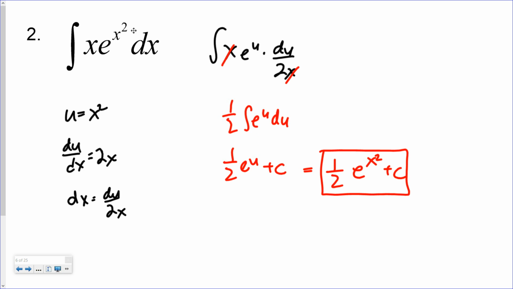A shortcut to this would have been, if you saw that this was your u, you could have said, okay, it's an e to the u problem, so you copy your e to the u, divide by the derivative of x squared, which is 2x. Do my x's cancel out? Why, yes, they do, and that's another way to get the same answer.